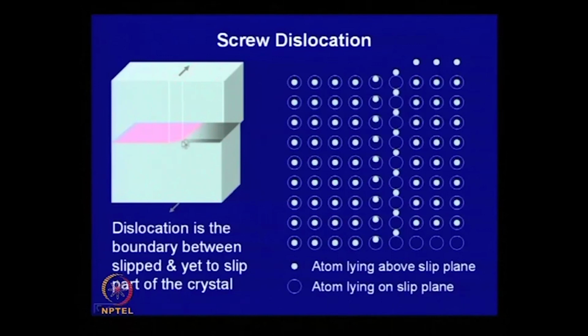So, basically this is the dislocation line, your shear stress is applied along that direction, and this dislocation moves perpendicular to the direction of the line. But the Burgers vector, the slip vector, is along this direction. That means the Burgers vector here is parallel to the dislocation line.